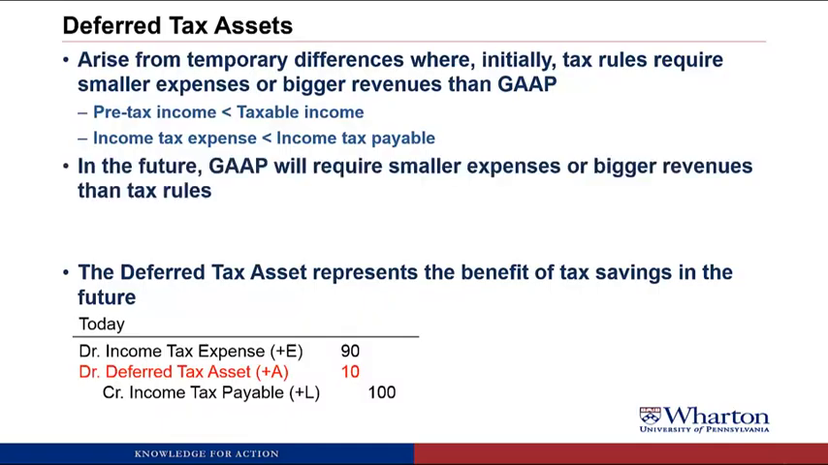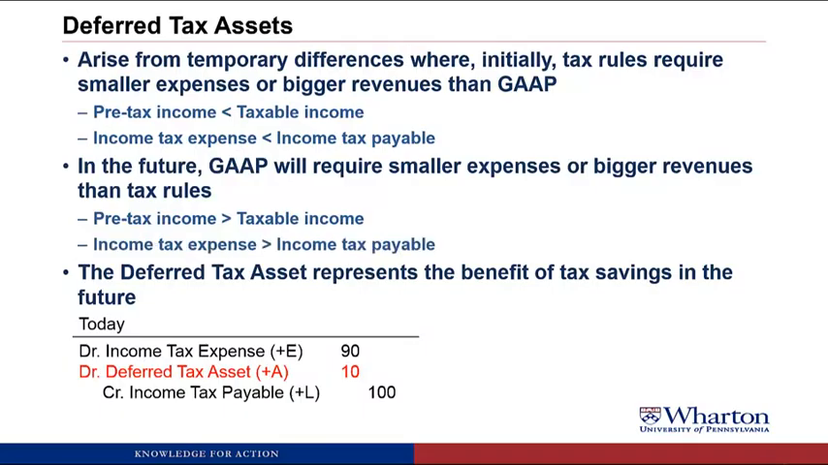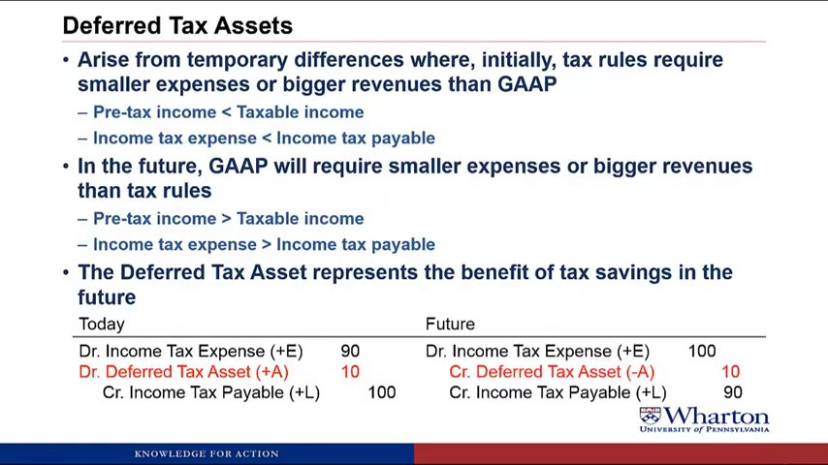So in the future, GAAP rules will require smaller expenses or bigger revenues than the tax rules, which means that in the future, our pre-tax income will be greater than our taxable income. Income tax expense will be greater than income taxes payable. When we look at the journal entry, we debit income tax expense for, let's say, 100, and credit income taxes payable for 90, because income tax expense is greater than income taxes payable. To balance this, we need an extra credit. That extra credit is a credit to deferred tax asset of 10. Notice that this reverses out the temporary difference. The deferred tax asset goes to 0 once we get the benefit of those $10 of tax savings.